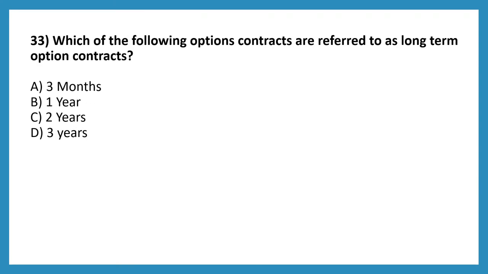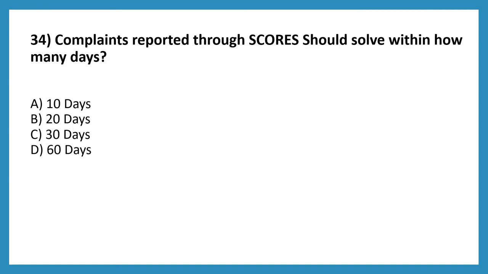Which of the following options contracts are referred to as long term option contracts? Option A, 3 months, option B, 1 year, option C, 2 years, option D, 3 years. The correct answer is option D, 3 years. Complaints reported through SCORES should be solved within how many days? Option A, 10 days, option B, 20 days, option C, 30 days, option D, 60 days. The correct answer is option C, 30 days.